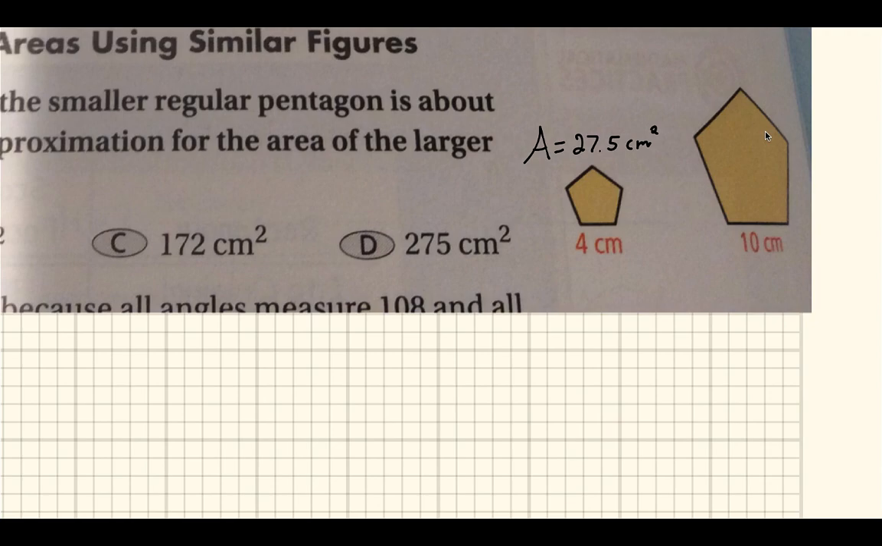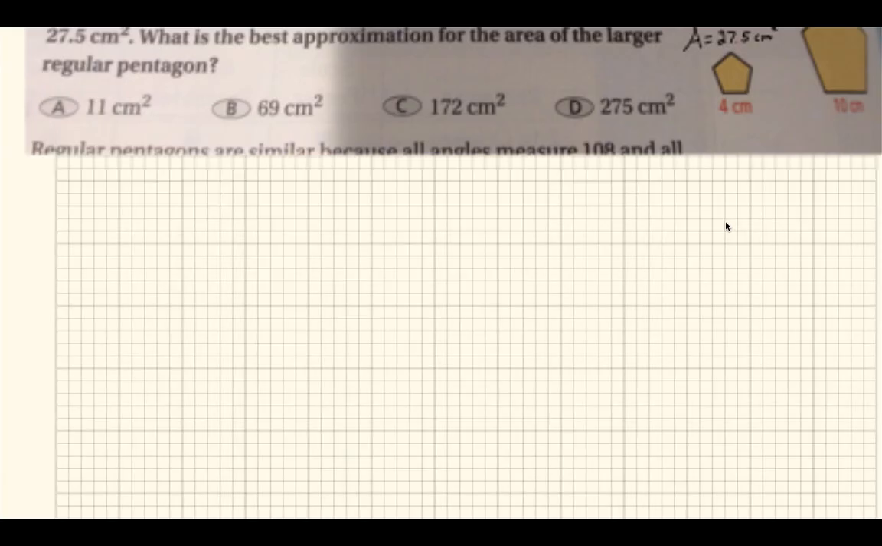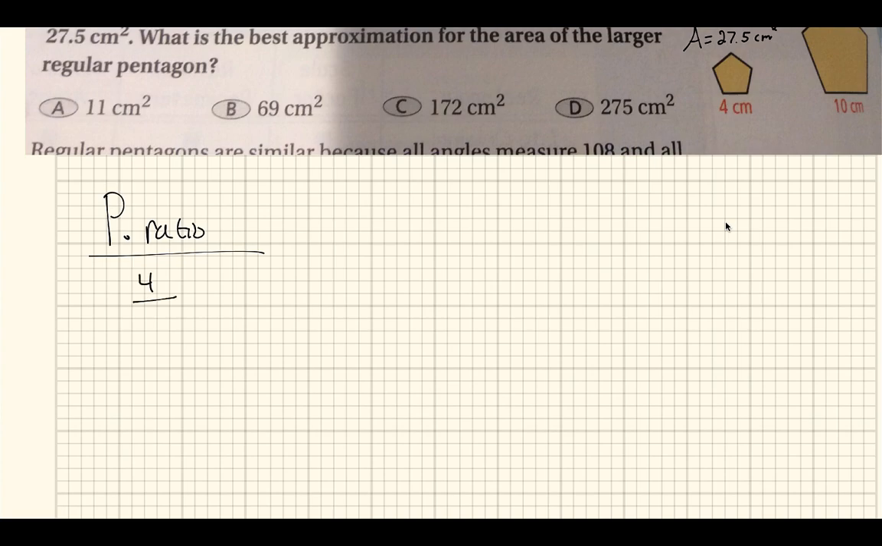Well, they give us two sides. This is 4, this is 10. Those are comparable. So if we want to find the perimeter ratio, let's reduce 4 to 10. That reduces to 2 to 5.